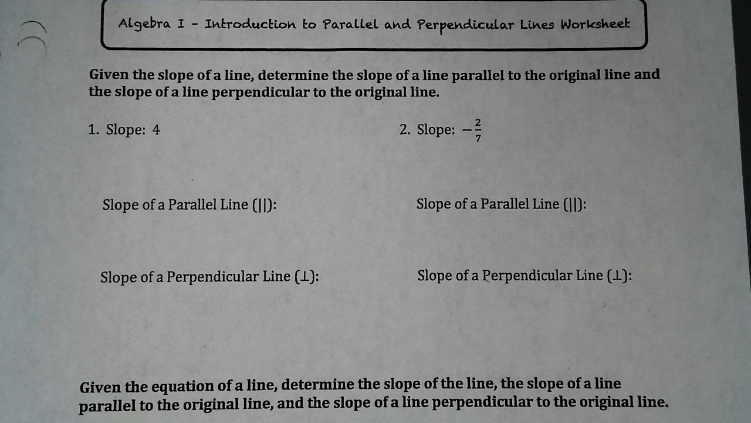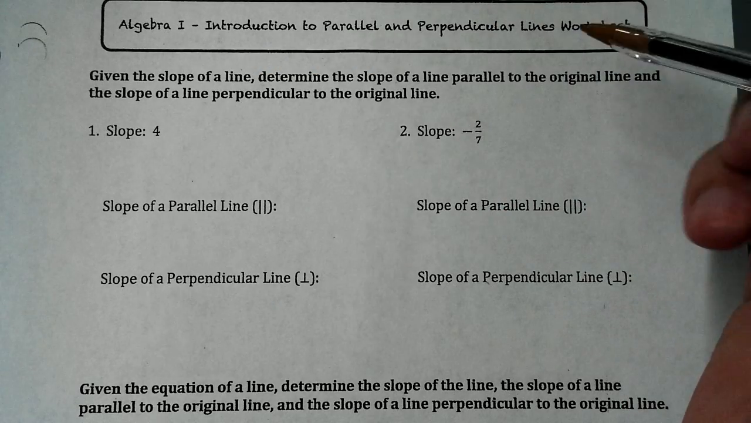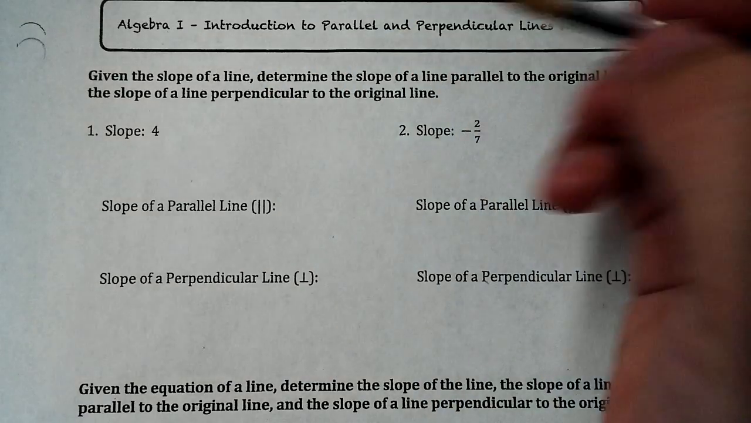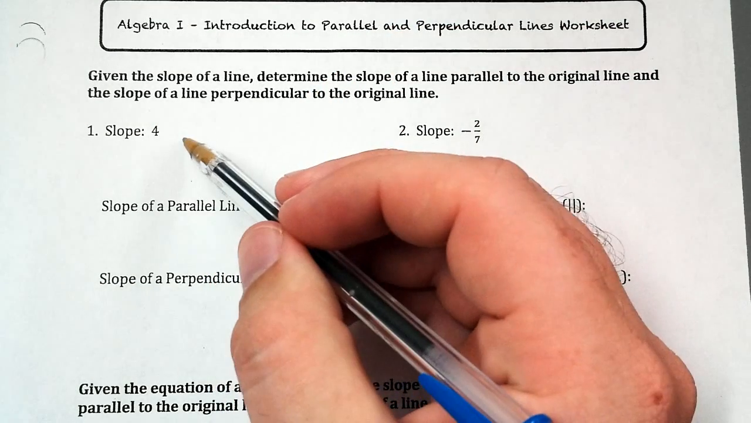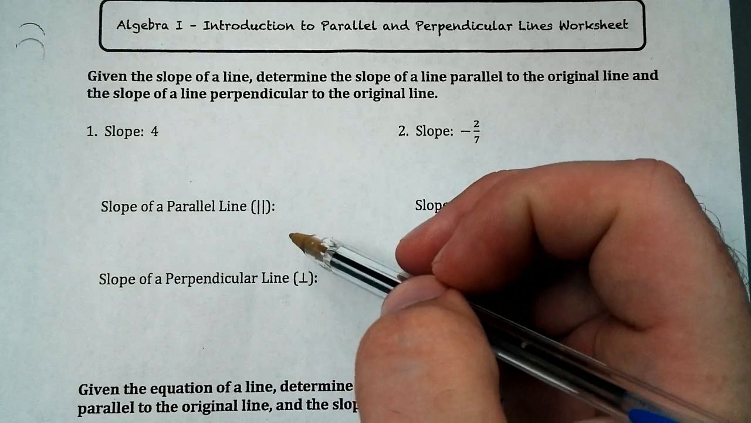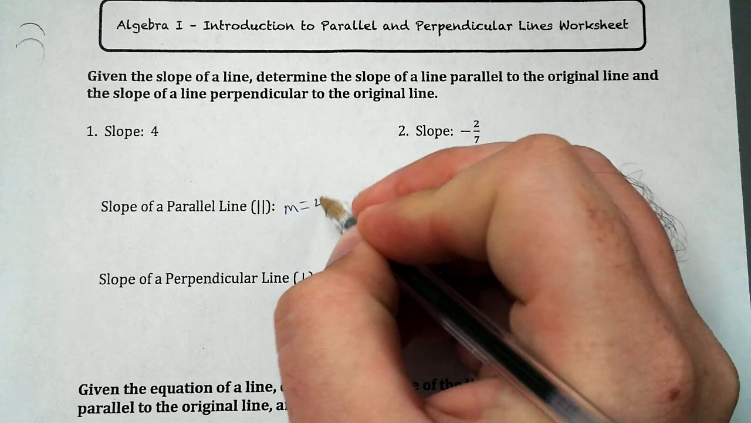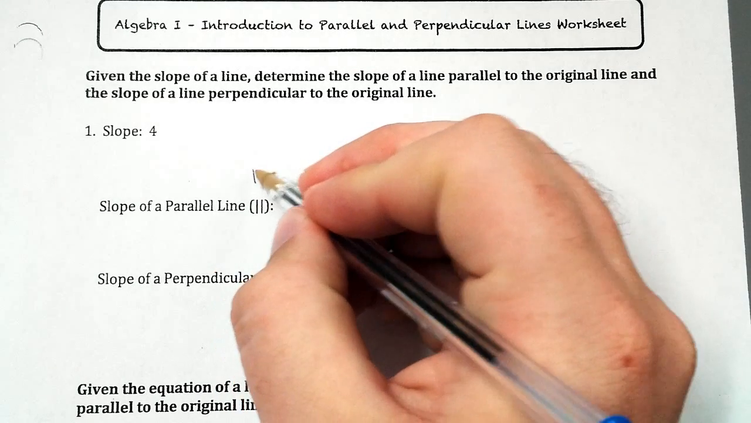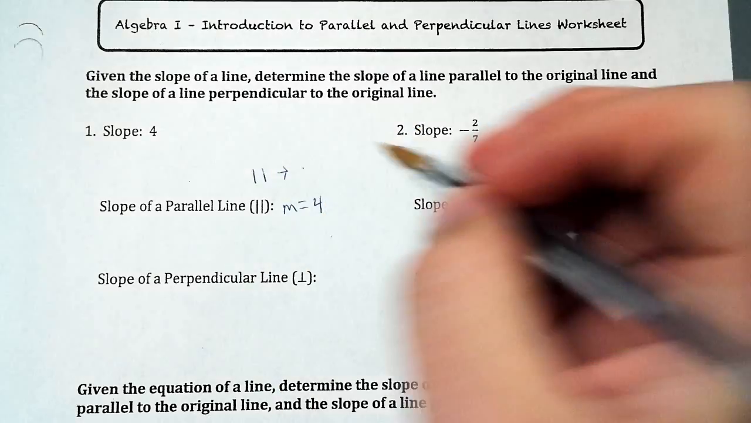Okay, so on this page of the notes, what we're actually going to do is use the slope of the line to determine a slope of a line that's going to be parallel and a slope of a line that's going to be perpendicular to what we started with. So in this first example, we have a slope of 4. So obviously, the slope of a parallel line is also going to be 4. And whenever you see this symbol, that's two straight up and down lines, that just means parallel. That is the math symbol.